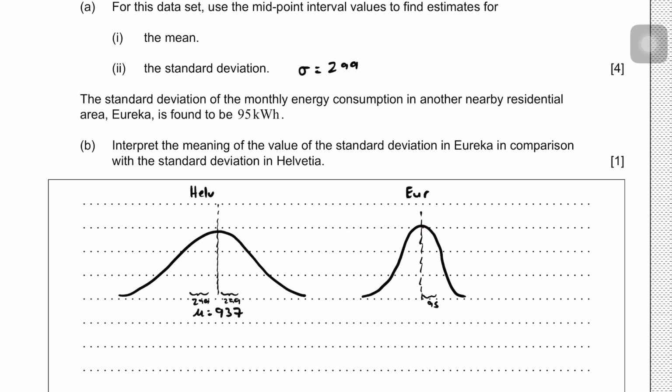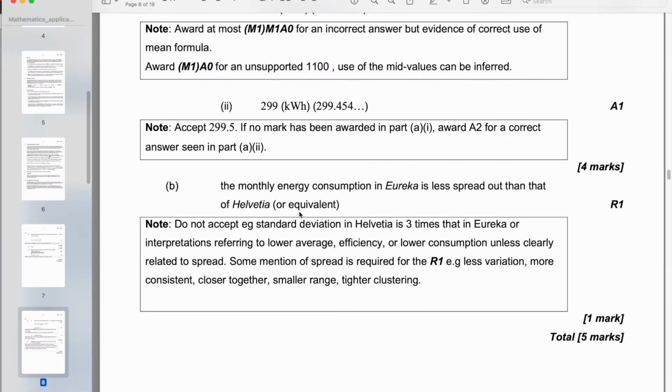So monthly energy consumption in Eureka is less spread out than that of Helvetia. And that would be a perfectly good answer. So here it is in the mark scheme as well. Monthly energy consumption is less spread out than Helvetia.